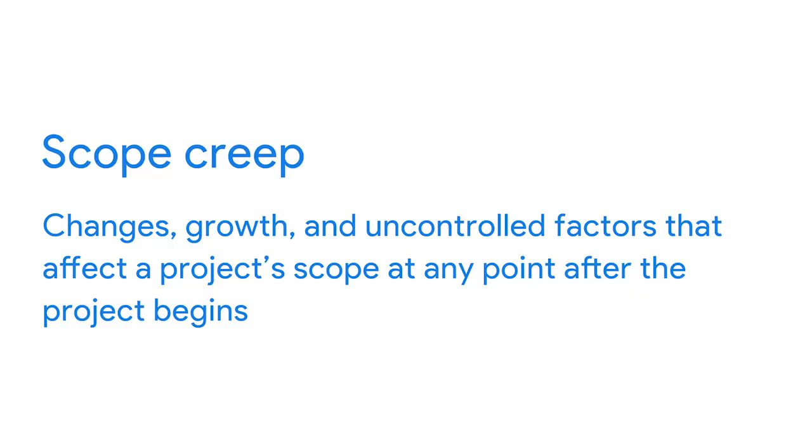As you progress through the project lifecycle, you're going to encounter unexpected challenges or have new details or ideas brought to your attention that could impact your project's success. Changes, growth, and uncontrolled factors that affect a project scope at any point after the project begins are referred to as scope creep. Scope creep is a common problem, and it's not always easy to control. It's one that we struggle with on every single project. It can happen on any project in any industry.